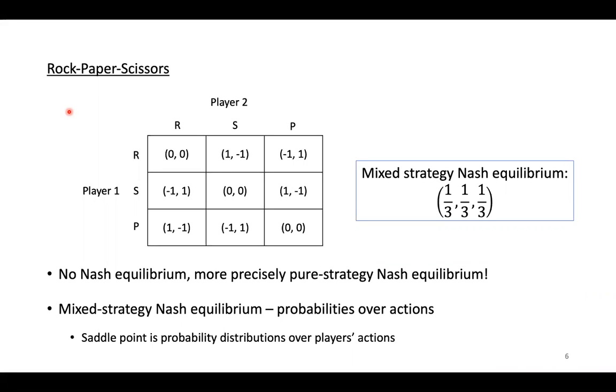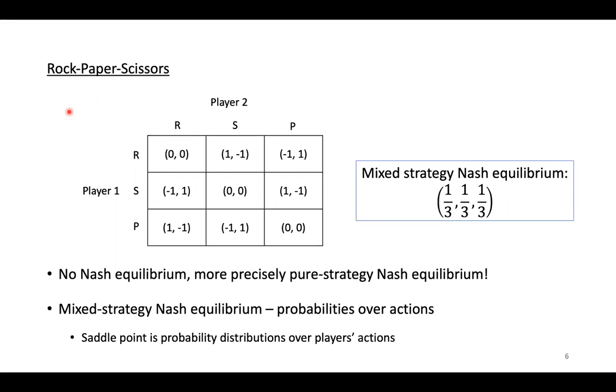And an important result that is part of Nash equilibrium is that every finite game, which involves a finite number of players and a finite number of actions, will have a mixed strategy Nash equilibrium for sure.